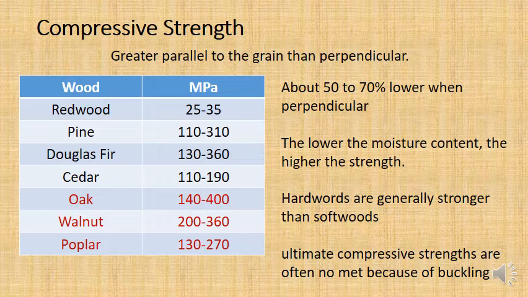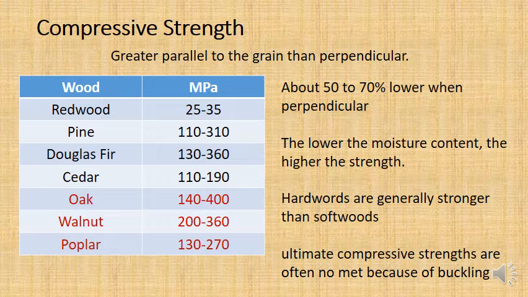And these are general rules. You can see there's actually quite a lot of overlap. And remember, defects such as checks and shakes and knots can reduce the compressive strength too, albeit not as much as in the tensile load.